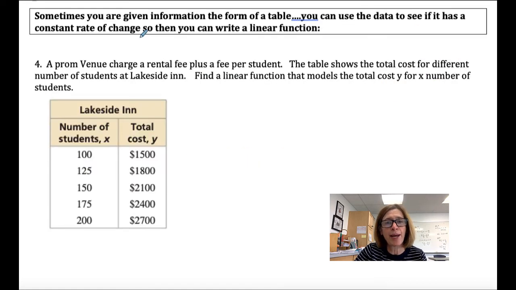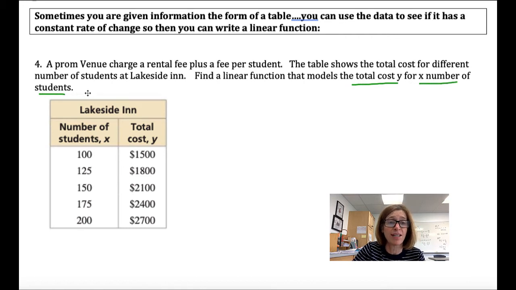All right, another way for you to look at data and come up with a model would be using a table. Now, we're going to specifically look at a linear model, but tables can provide us with many different types of models, so you want to be really careful. All right, so it says a prom venue charges a rental fee plus a fee per student. The table shows the total cost for number of students at Lakeside Inn. Find a linear model that models the function and the total cost y for x number of students.